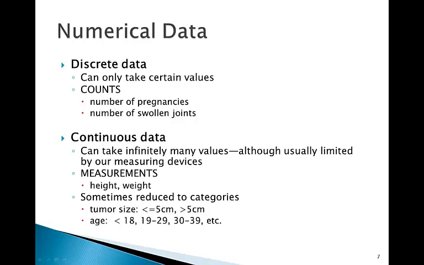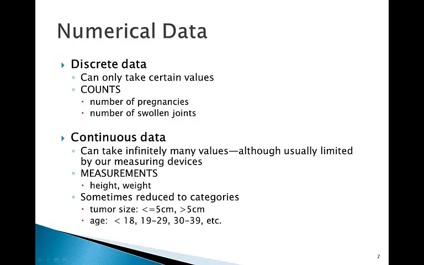These variables can only take on whole numbers, so 0, 1, 2, and so on. It doesn't have to be limited to whole numbers, but that's the most common type of discrete data that you'll see. Continuous data can take on infinitely many values within a specified range. Usually this is limited by the measuring device, but still, in theory, the observation could take on any number in that range.